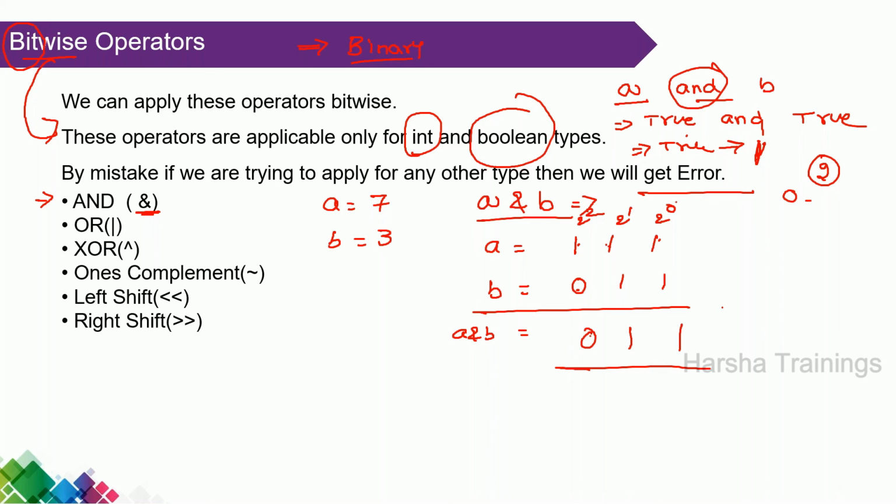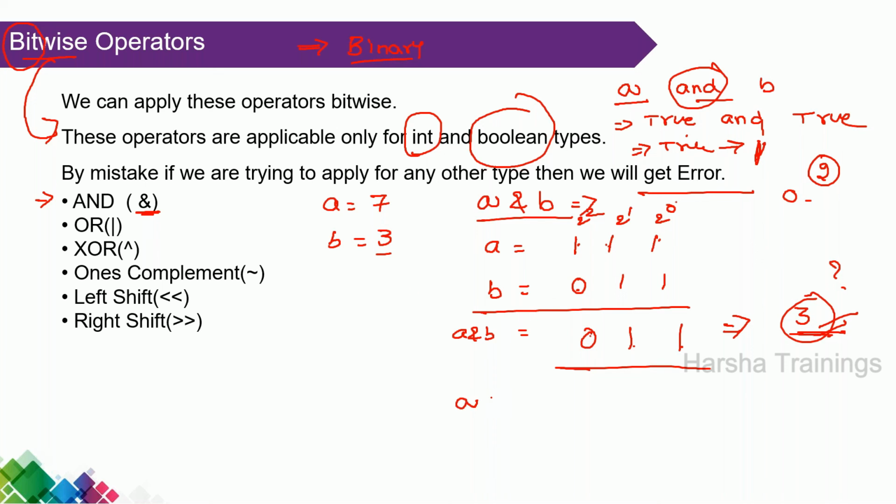Now, how to do? The result is displayed again in decimal format. Convert into decimal. So, how do you convert into decimal? 1 into 2 power 0 plus 1 into 2 power 1. The answer is 3. So, remember here the value is 3. That is the reason the answer is 3. For this example, we got the answer as 3. So simply what you have to do: perform the calculation and then convert into decimal.